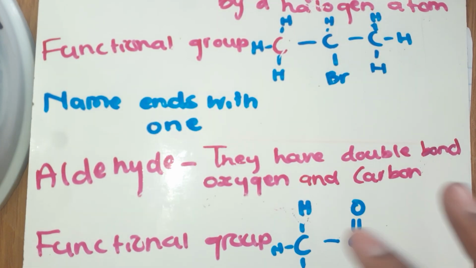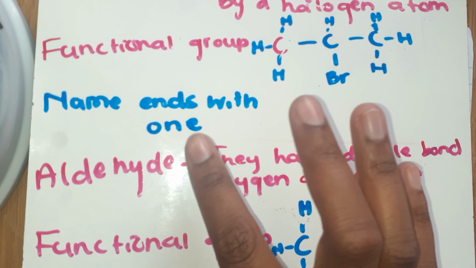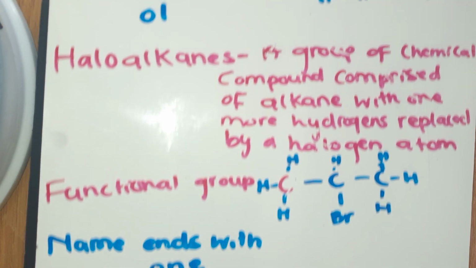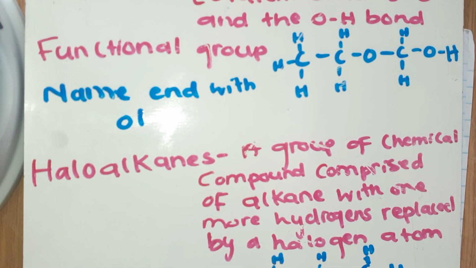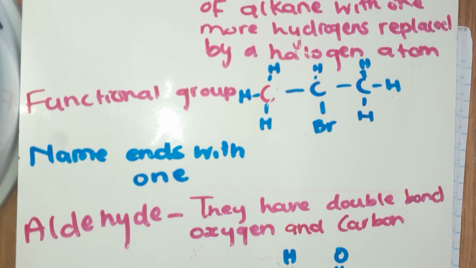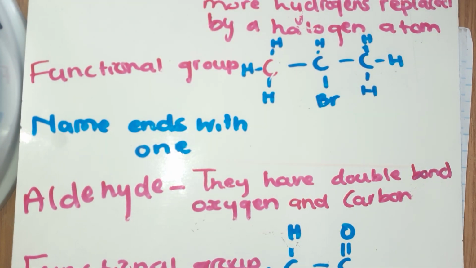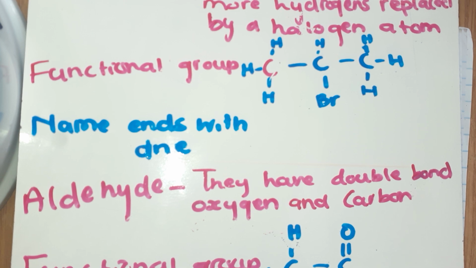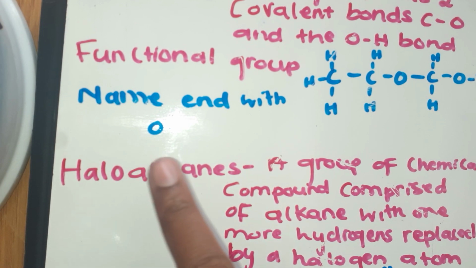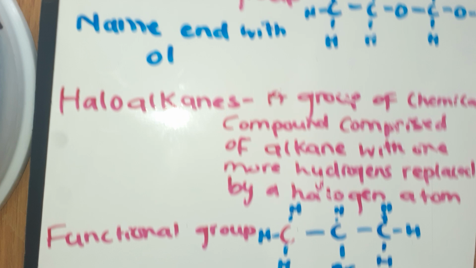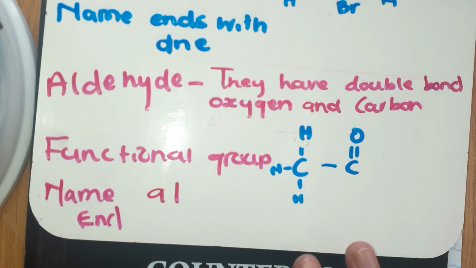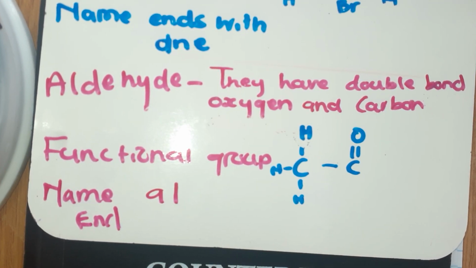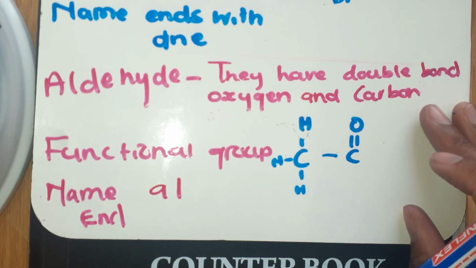And the name ends with, sorry, haloalkanes, so its name ends with not O, N, E but A, N, E. Sorry about that. The name ends with A, N, E. And then we have aldehyde. So the sixth one is aldehyde.